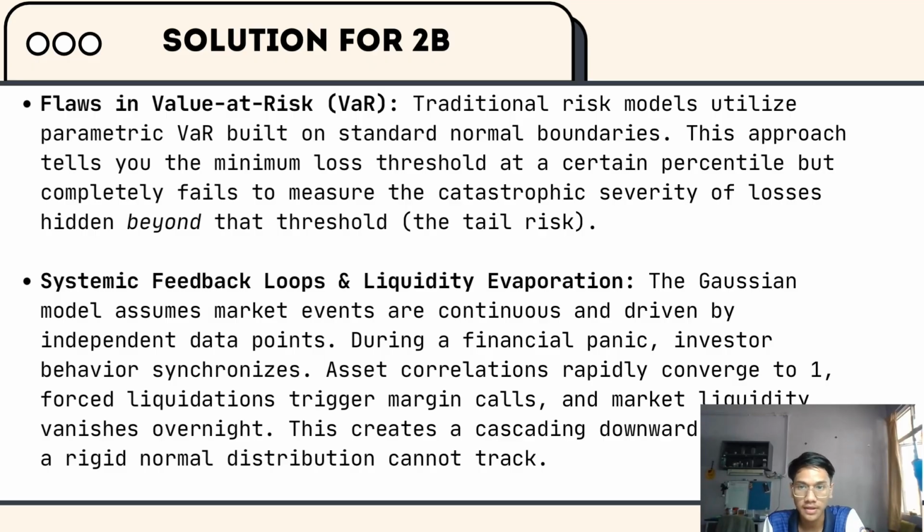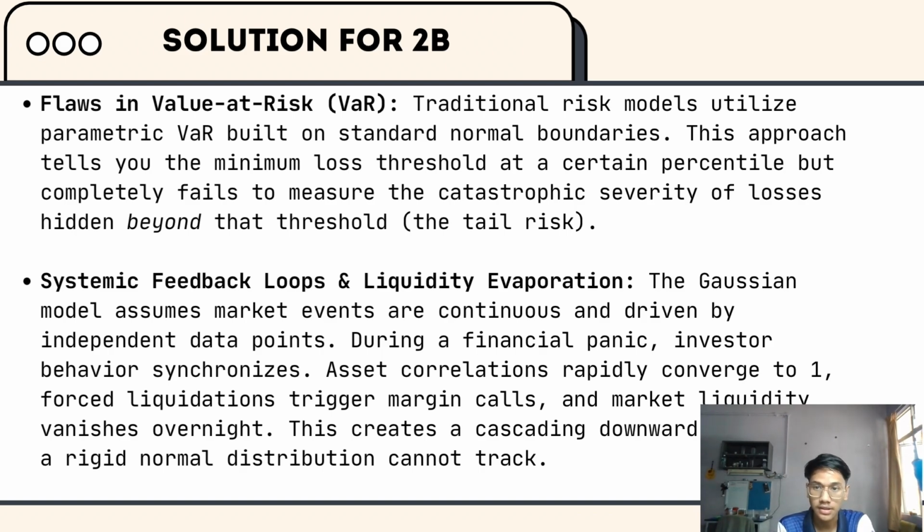As for the second one, we have flaws in value at risk. Traditional risk models utilize parametric value at risk built on standard normal boundaries. This approach tells you the minimal loss threshold at a certain percentile, but completely fails to measure the catastrophic severity of losses hidden beyond that threshold, which is the tail risk.